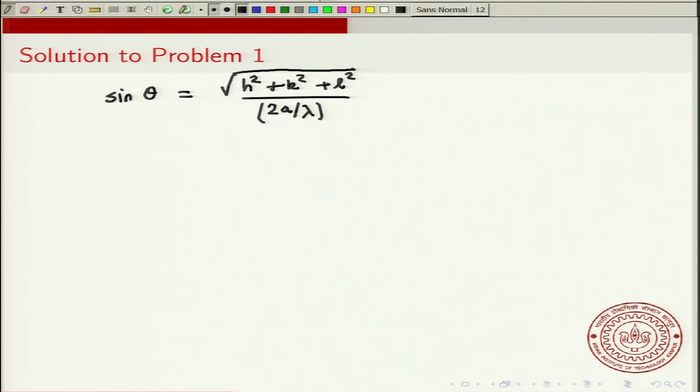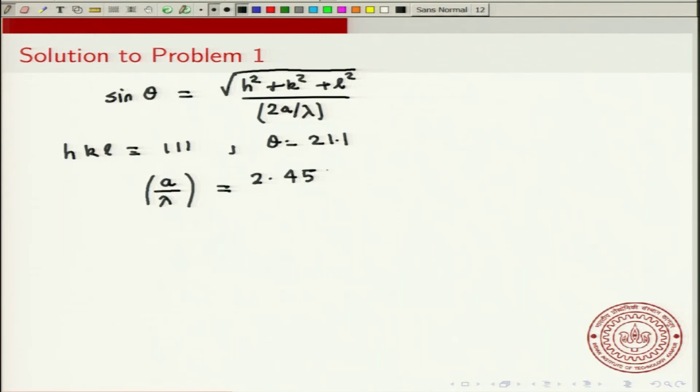And if you work this out, let us take the case where h k L is 1 1 1, and for that we have theta equal to 21.1. If you do this, you will get 2.456. You can verify this. Basically you will have root 3 divided by 2, and that will give you about 2.456.